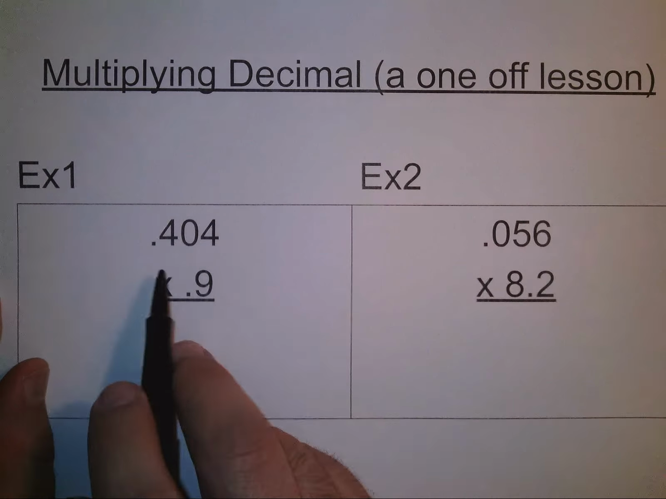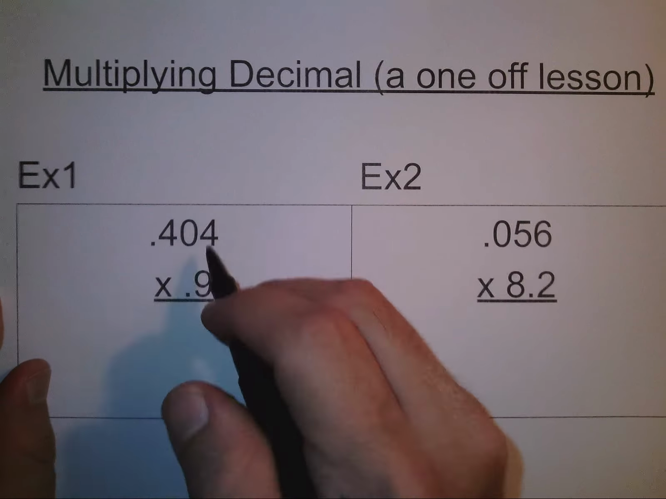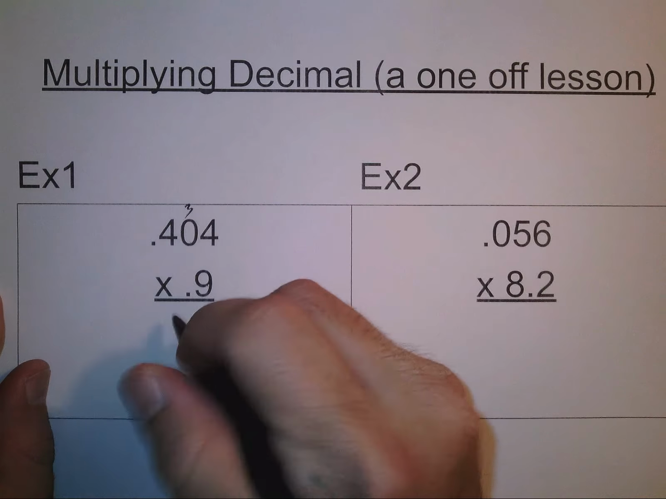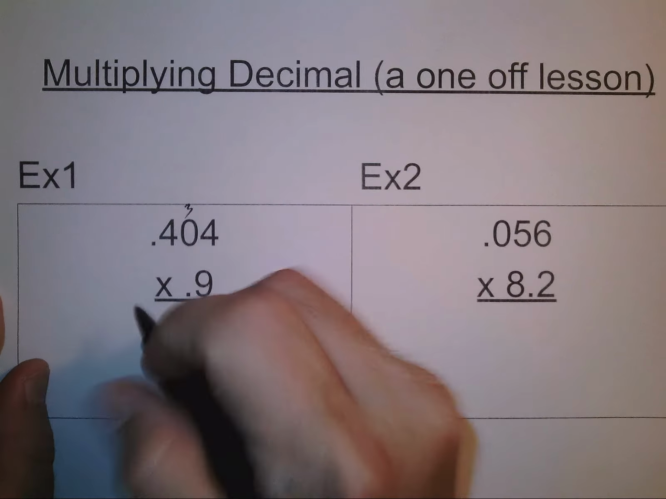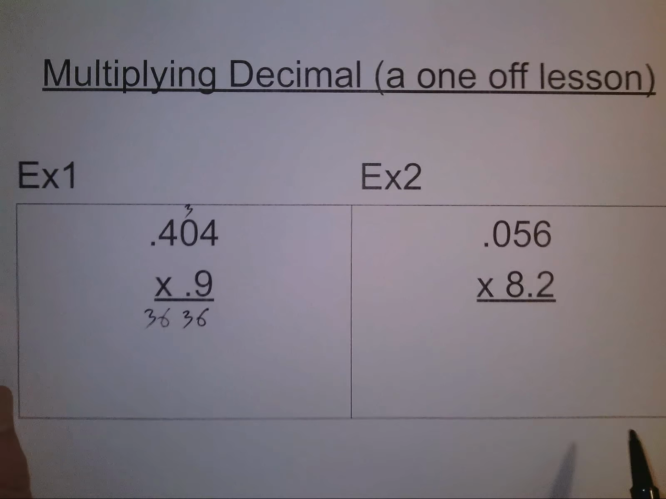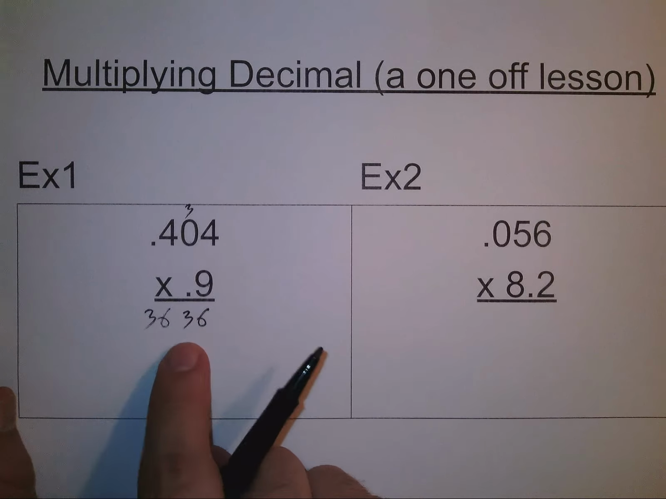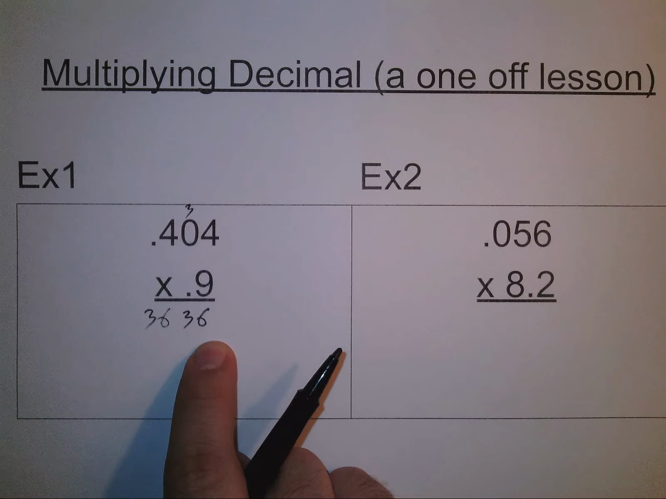So I'm going to treat this as if it was 404 times 9. So 9 times 4 is 36. 9 times 0 is 0 plus 3. And then 9 times 4 is 36 again. So if I multiplied 404 times 9, I would get 3,636. But that's not what we did.